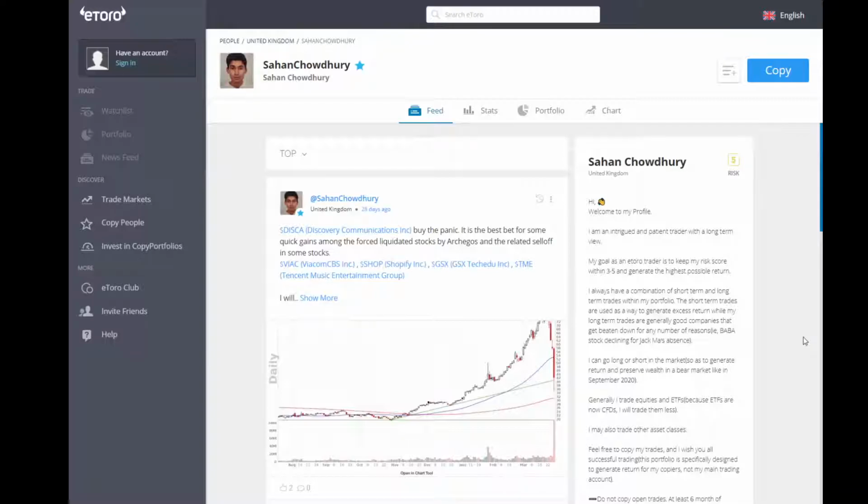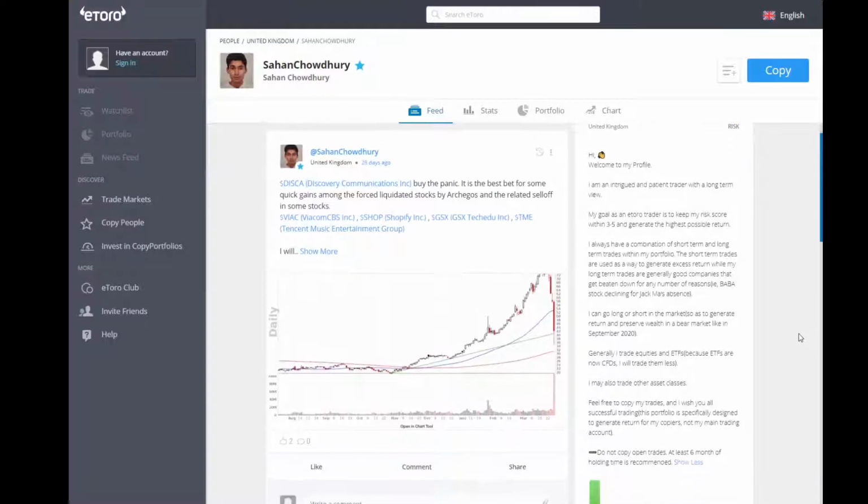Generally, I trade equities and ETFs. Because ETFs are now CFDs, I will trade them less. I may also trade other asset classes. Okay, so you open up the space for possible change of methods. So engage, ask what those changes might be. Says feel free to copy my trades, and I wish you all successful trading. This portfolio is specifically designed to generate returns for my copiers, not my main trading account.